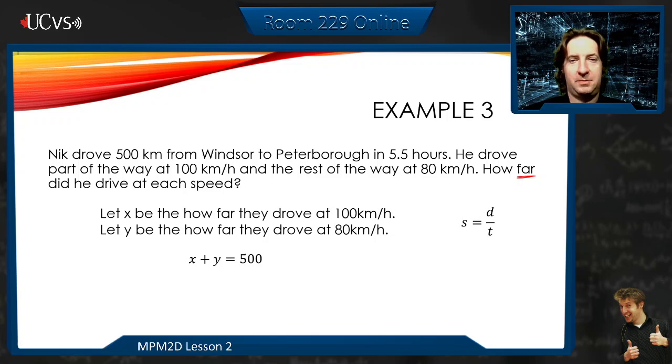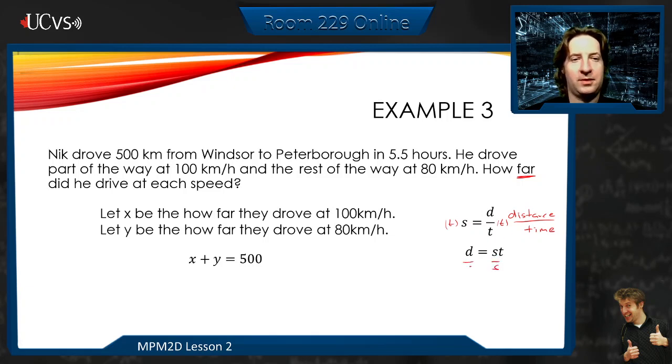Now, speed is equal to the distance divided by time. Right? How far you travel divided by the time it takes. I'm going to rearrange this equation a little bit. I'm going to multiply both sides by t. You'll see why. Okay, which tells me that the distance then is going to be equal to the speed times the time.